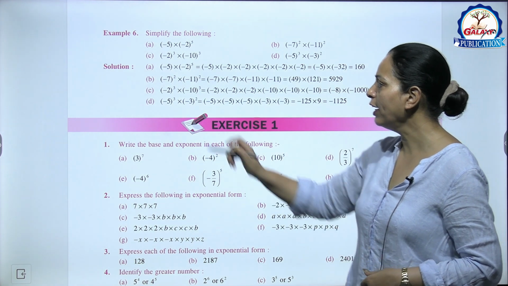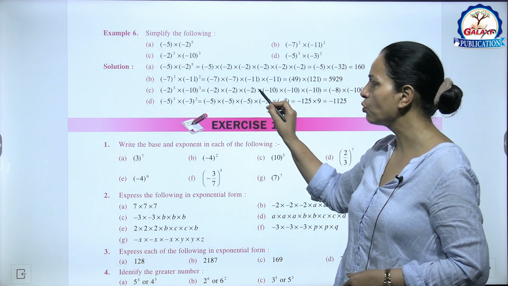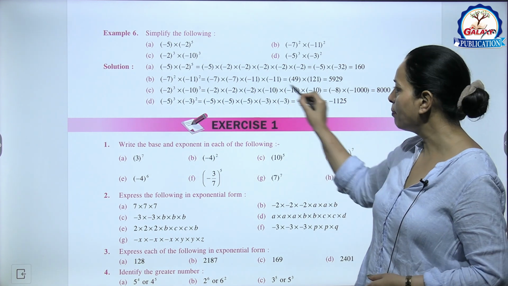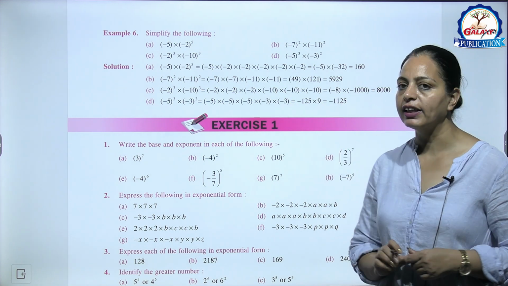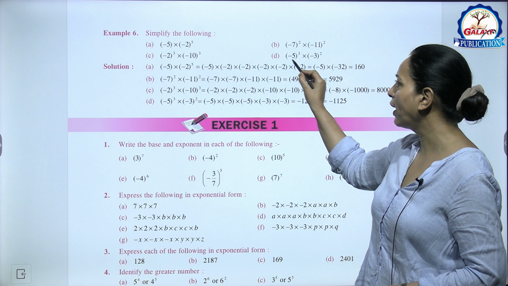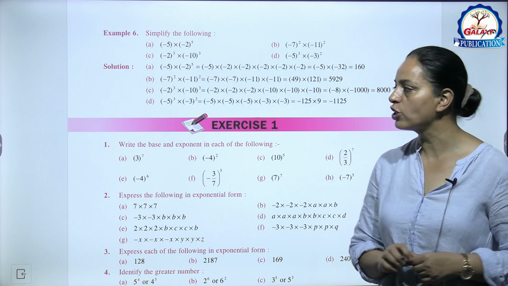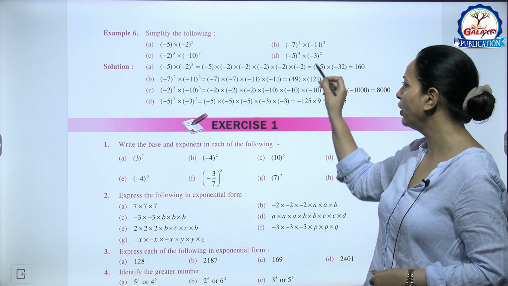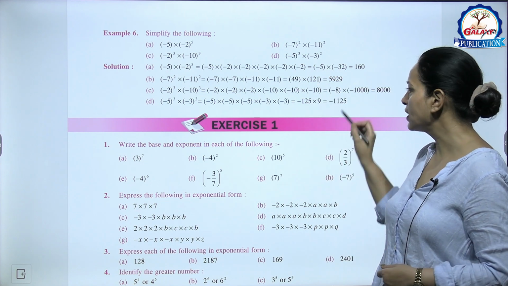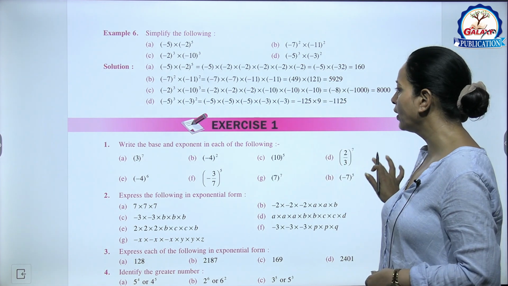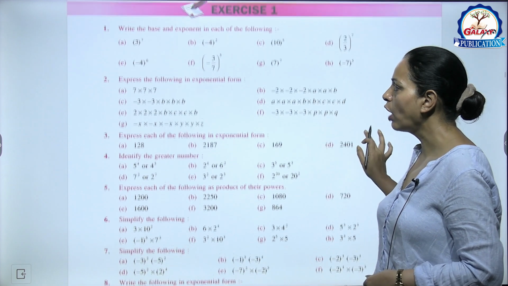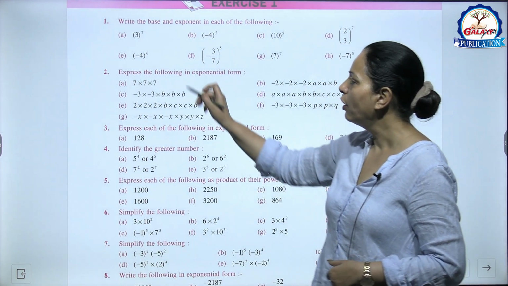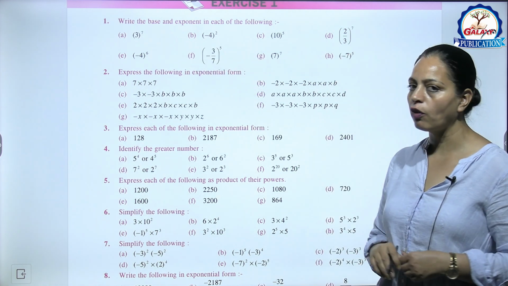Now what will we do? -2 into -2 into -2, -10 into -10 into -10. We will multiply. We are getting 8000. Now D part, (-5) cube into (-3) raised to the power 2. We will simplify. -125 into 9. So the answer is -1125. So now exercise 1 is based on such type of examples. See question number 1. Write the base and exponent in each of the following.